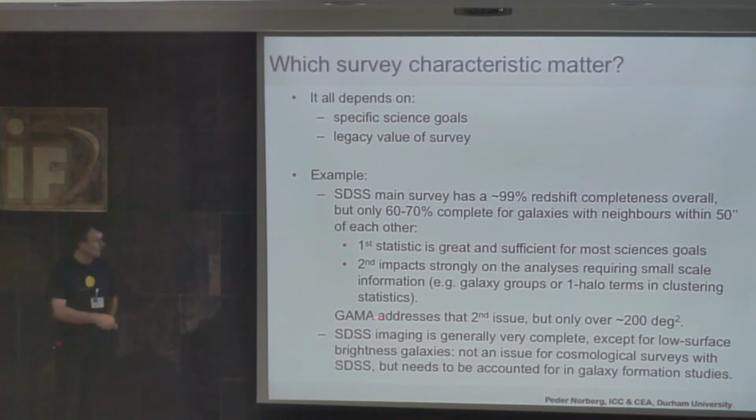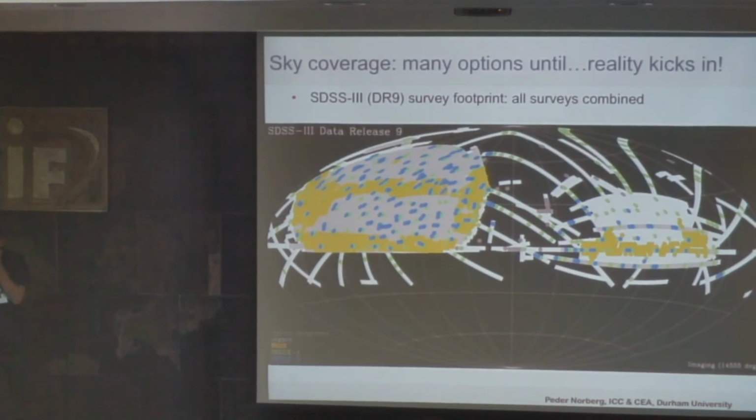GAMA, for example, addresses the second issue, but it's only over 200 square degrees, so it's a tiny survey in that sense. SDSS imaging is generally very complete, except for low surface brightness galaxies. That's fine for cosmology studies, because we don't care about low surface brightness galaxies, since the galaxies we're going after are intrinsically bright objects. But it needs to be accounted for in galaxy formation studies. So again, you need to understand the limitations of it.